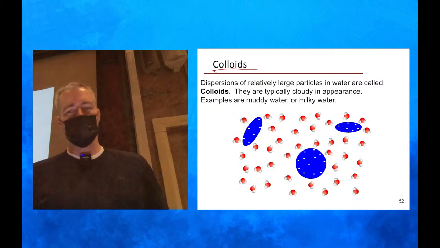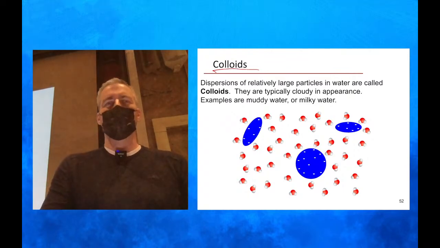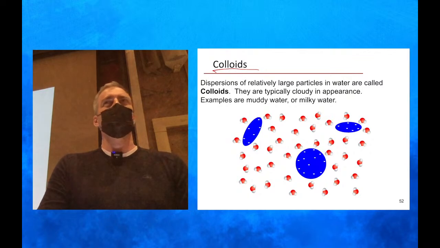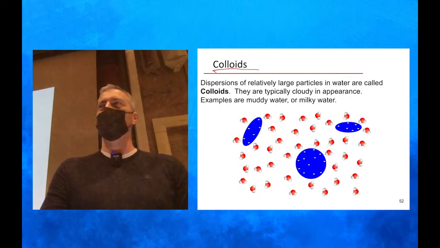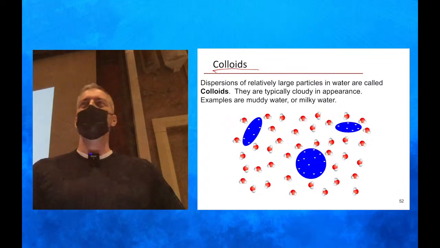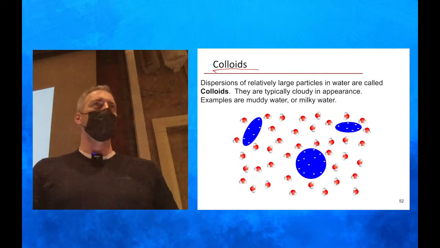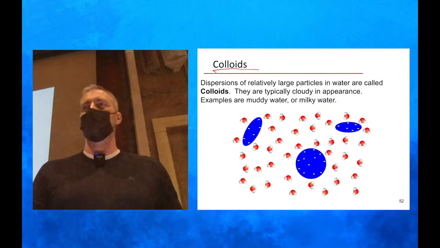If it was in water, we have these large particles, and what they do is make the water cloudy. It could be mud, it could be like milk. You can drop milk or creamer into water and it goes kind of cloudy. If you see water that looks kind of cloudy, that is the result of a colloid, or colloidal particles, being suspended in the water.